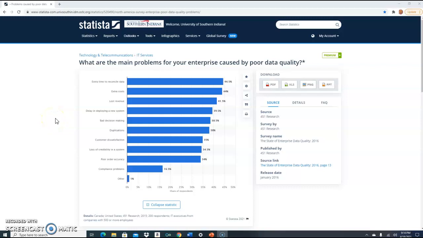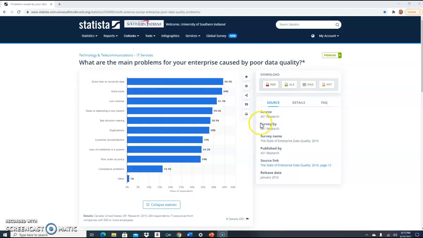Today, I want to give you guys an overview of this graph, and then right after, critique the graph and discuss if this meets the format requirements listed in our textbook. So let's get started. The title of this graph is "What are the main problems for your enterprise caused by poor data quality?" The reason I chose this graph is that at my internship, I'm working on a project that involves poor data quality, and this is something that would be nice for my team to know.